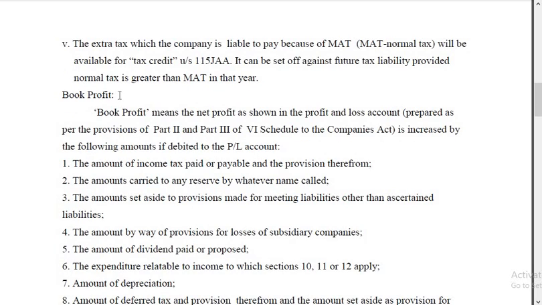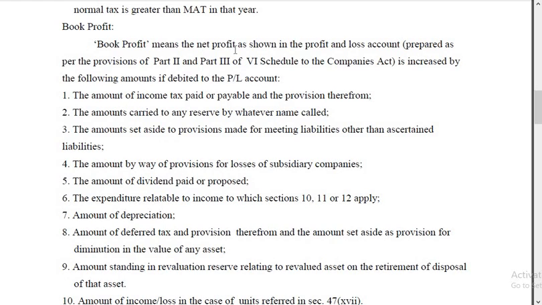What is book profit? Again, I'll give a list of that while solving the problems. Then and there only I will explain in detail. Book profit means the net profit as shown in the profit and loss account, prepared as per provisions of Part 2 and Part 3 of Schedule 6 to the Companies Act, is increased by the following amounts if debited to the profit and loss account. In other words, net profit as per the profit and loss account should be increased by the following amounts if they are debited to profit and loss account.